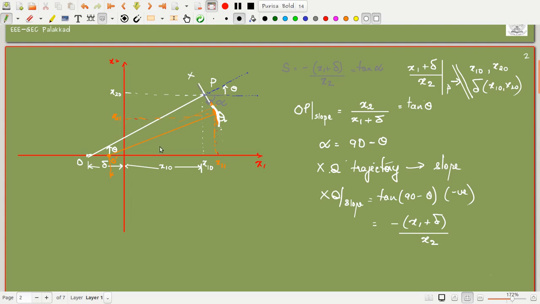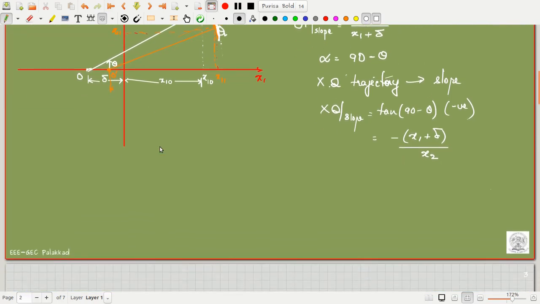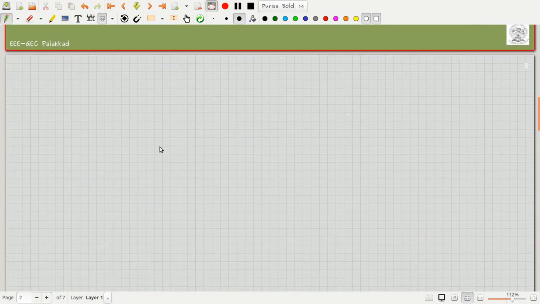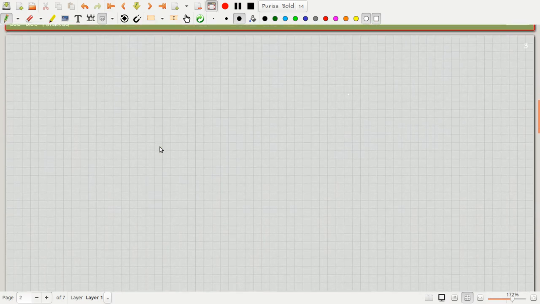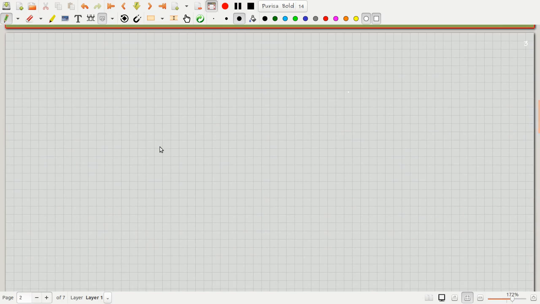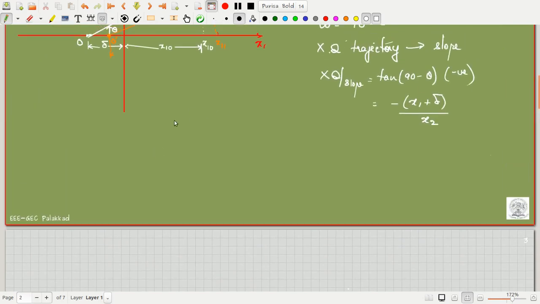So now we will try to do a problem based on this method. We can even do the nonlinear method on this simple system. You can try out the delta method on x double dot plus 2 zeta omega n into x dot plus omega n squared into x equal to 0.